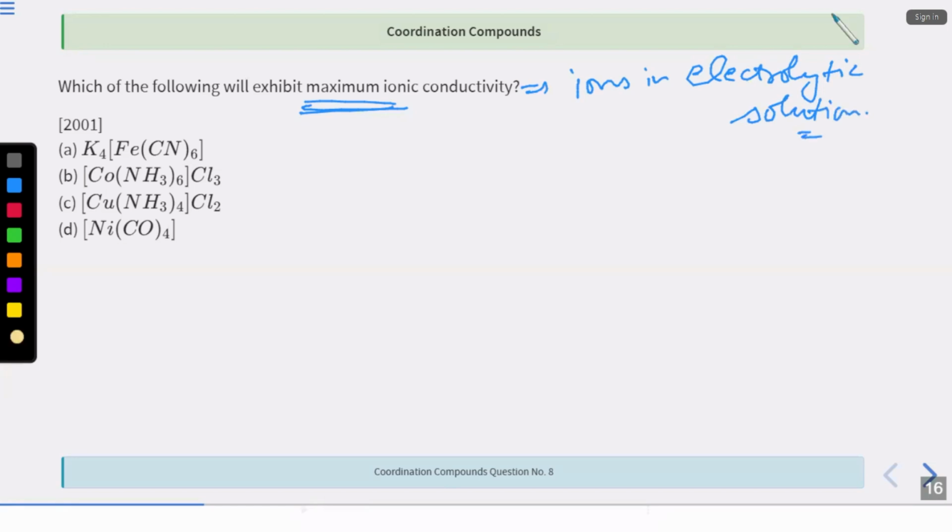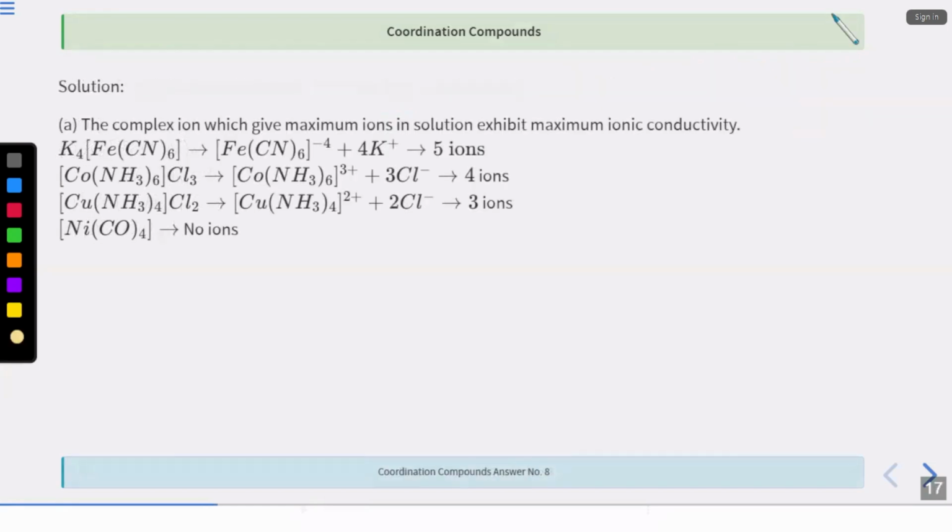Quite simple. The complex ion which gives the maximum number of ions exhibits maximum ionic conductivity, as I told you. So it would be K4[Fe(CN)6]. Why so? Because when it dissociates, it will give [Fe(CN)6]4- and 4K+, because there are 4 potassium ions, so 5 ions. This one will give you 3 from here and 1 from here, so 4 ions. Here 2 from here and 1 from here.